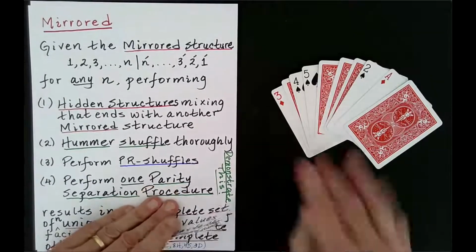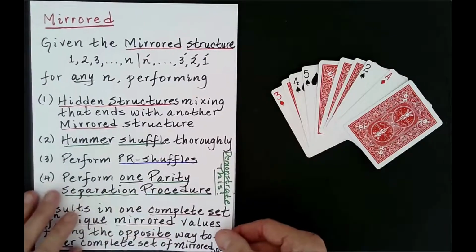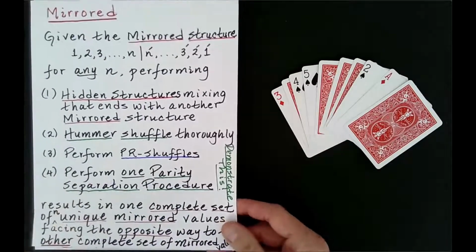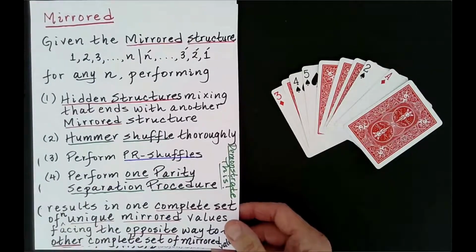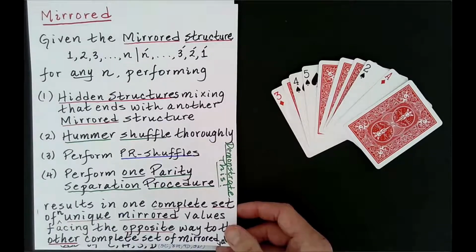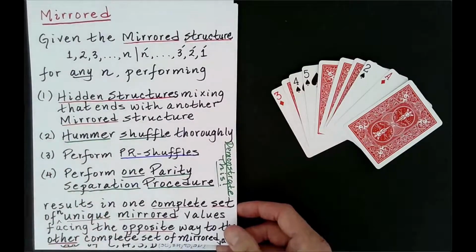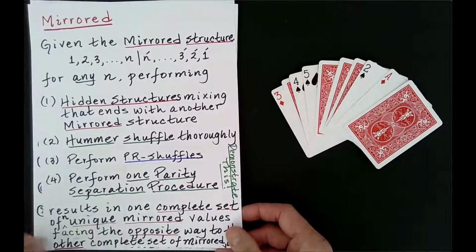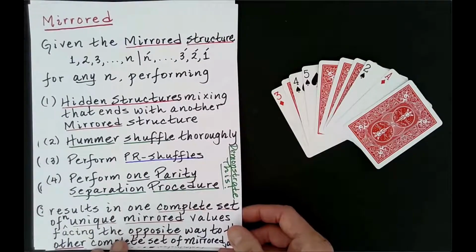Okay, so anyway, that is a demonstration of what happens when you work with a mirrored structure, and mix it to the convincing of the spectator, then convert it back to mirrored. It needs to be mirrored for this result to apply. And then you can Hummer Shuffle it however you like. And, of course, you need a parity separation procedure at the end, and you'll get this kind of result.